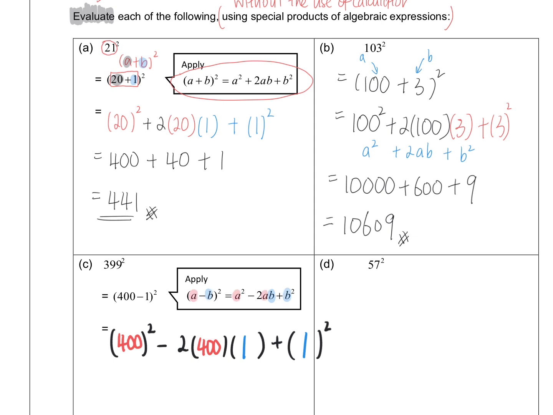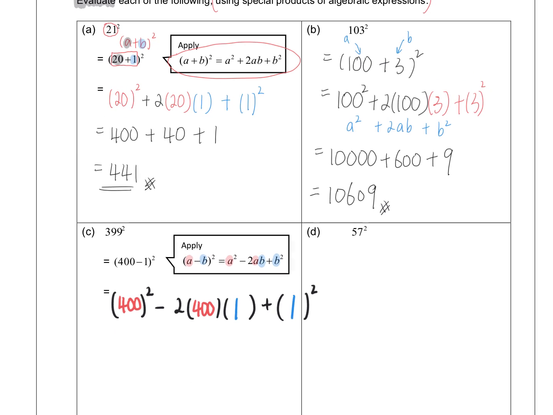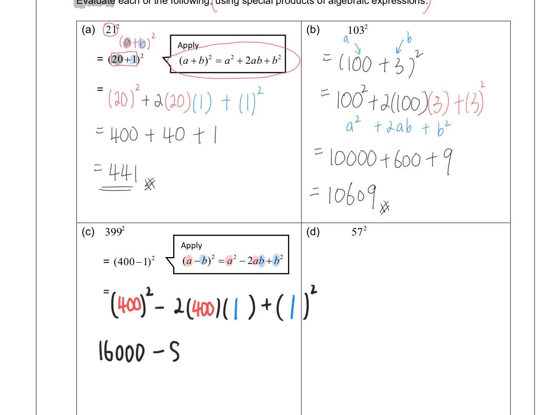Okay, so just applying formula only. So 400, you square it is 160,000, and the answer is 16,801.